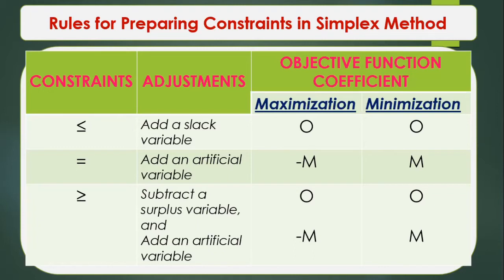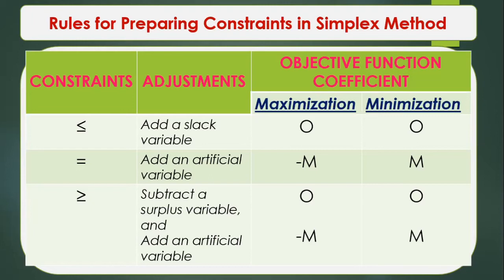Now, for the less than or equal to constraint, supposing our linear structural constraints or non-negativity constraints are having constraint of less than or equal to, then the adjustment that we are going to be needing to do is to add a slack variable. Now, based on the objective function coefficient, if our problem is a maximization and minimization problem, then we can apply 0, okay? Next, we have equal constraint.